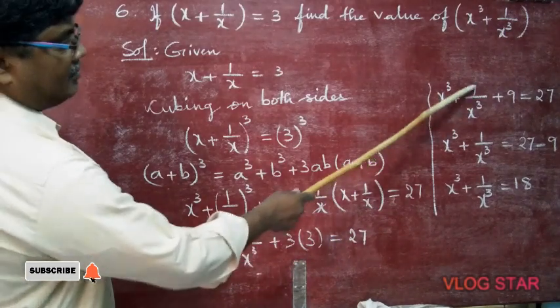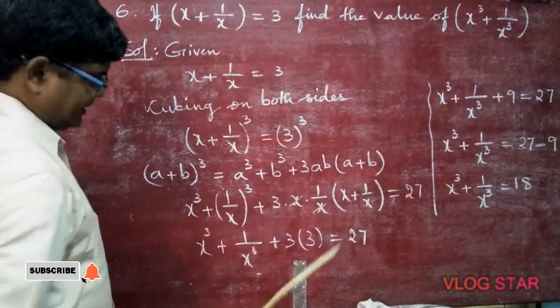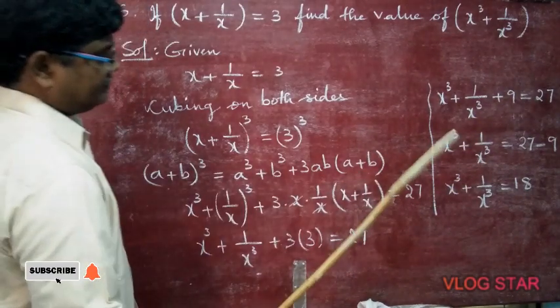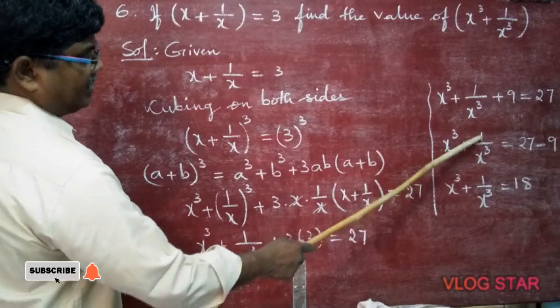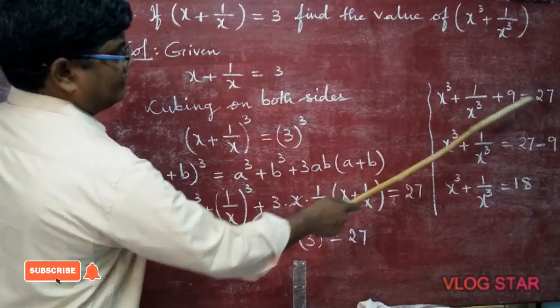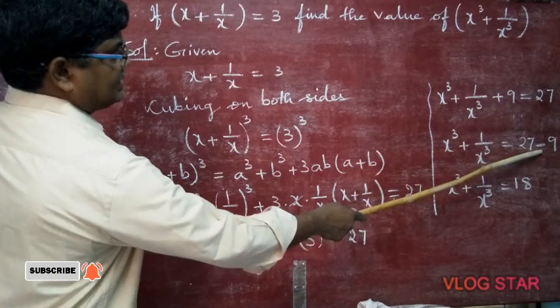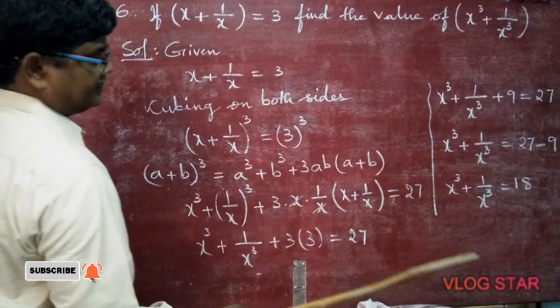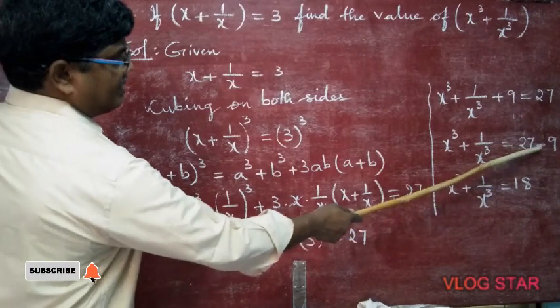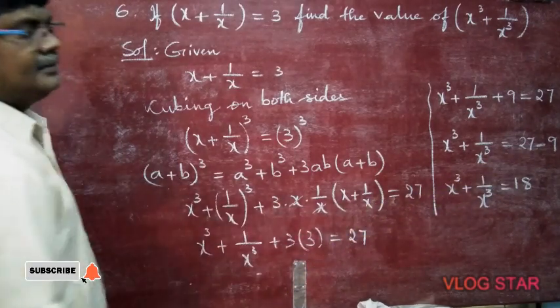x cube plus 1 by x cube plus 3 threes are 9. So plus 9 is equal to 27. x cube plus 1 by x cube is equal to plus 9 from left side going to right side. Sign changes, plus 9 becomes minus 9. So x cube plus 1 by x cube is equal to 27 minus 9 is 18.